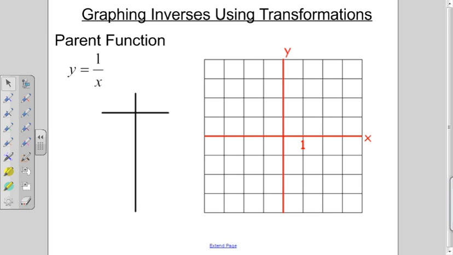Hello, and welcome to this video that is going to demonstrate a few examples of graphing inverses using transformations. When I say inverses, I don't necessarily mean the function that undoes another function per se. I mean functions that are inverse in that they follow this parent function.